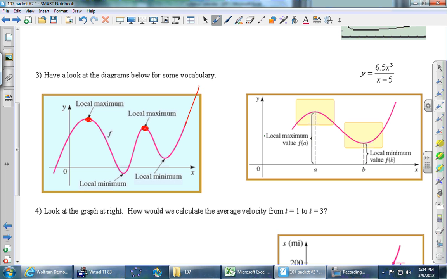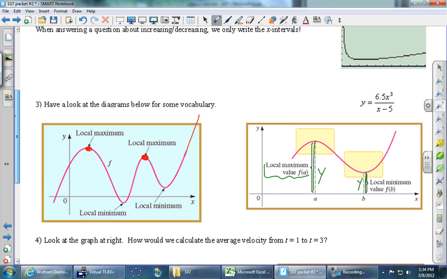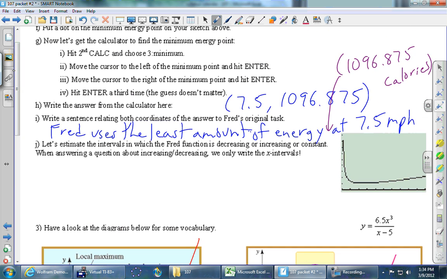And then one other distinction here. It says if you see the phrase local maximum value, we are talking about the y value, the height. If you see local minimum value, again, we are talking about the y value. So as a quick example, if I ask you, what is the minimum value of my energy function? Your choices are 7.5 and 1096. Which one am I talking about when I ask for the value of the function? It's the 1096. The 1096 is the minimum of all the different energies you could spend, right?